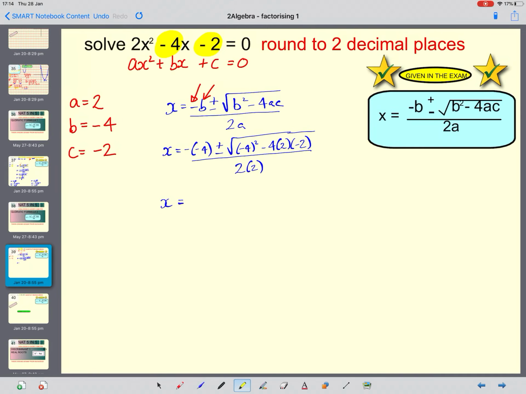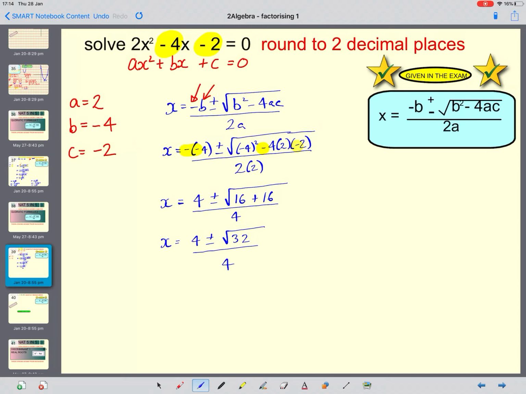Okay, so just sort this out. If you've got a negative and a negative like this here, you know that it makes a positive, so it's 4 plus or minus the square root of negative 4 squared, which is 16. And then be very careful here. This is where people make mistakes. You've got a negative 4 and a negative 2 here, so you should know straight away that your answer is going to be a positive. So it is going to be positive 16, all over 2 multiplied by 2, which is 4. Keep going. I don't reach for my calculator until I've tidied it all up. So 16 plus 16 is 32, all over 4.